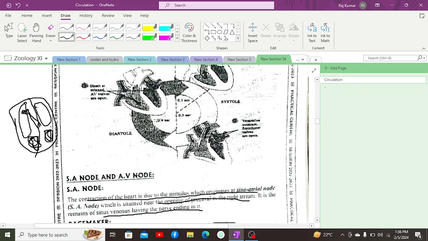There are three internodal tissues: the internodal tissues of Bachmann, of Wenckebach, and of Thorel. These three internodal tissues transfer the impulses. Once the impulses are transferred to contract the heart, they pass through the internodal tissues towards the AV node, the atrioventricular node, from where it is transferred.